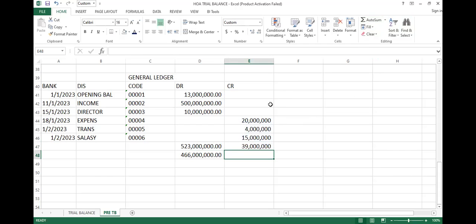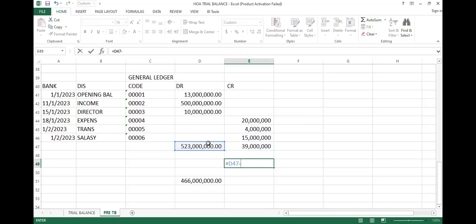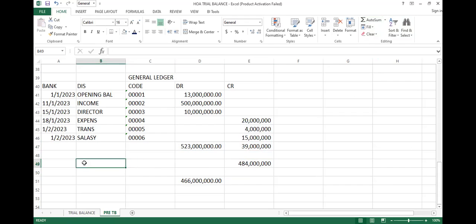We're having 39. Automatically, Sage will do the calculation, and it will say difference between this minus this. This will now be your final trial balance. So this thing you are seeing here is what we are going to have here as closing balance.